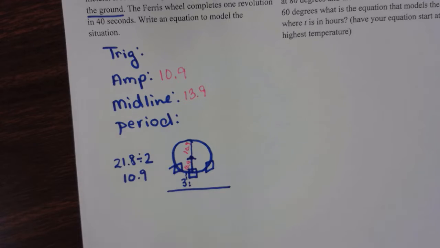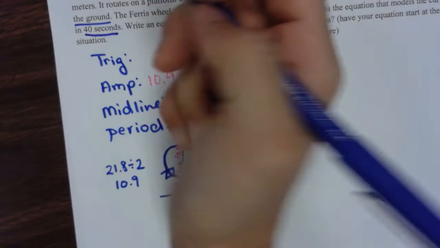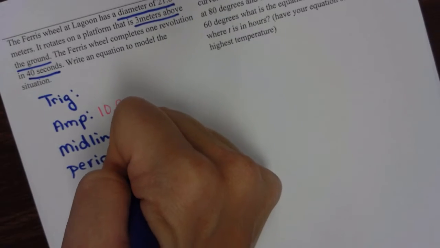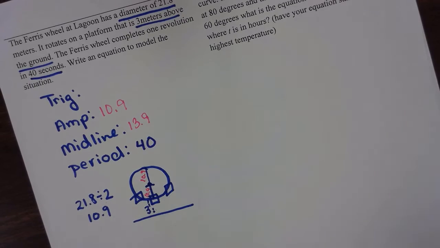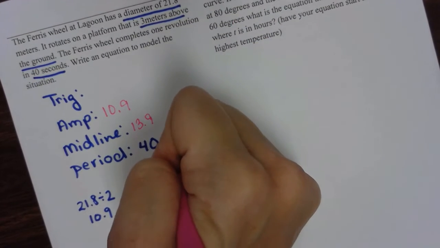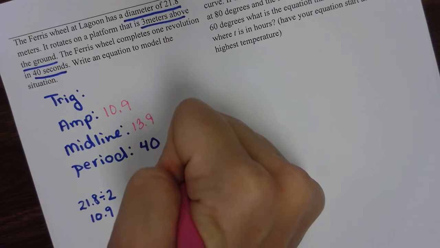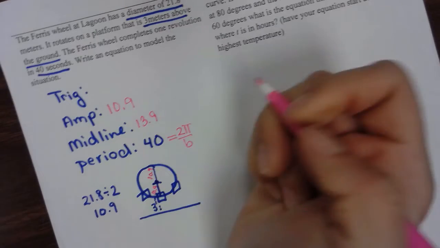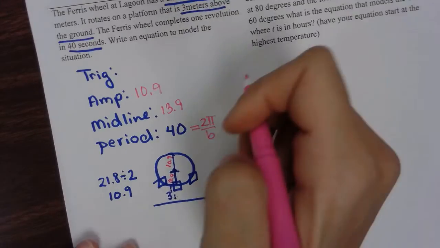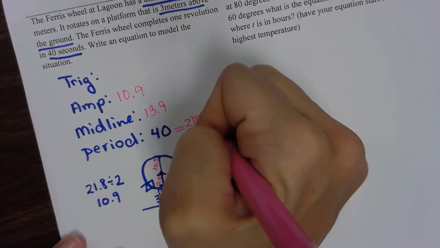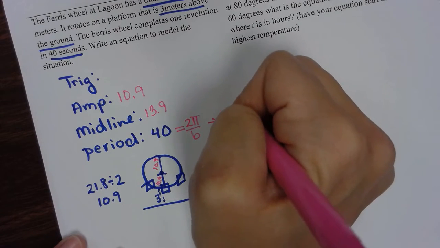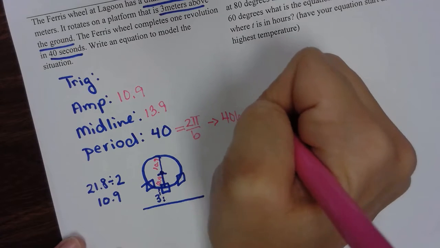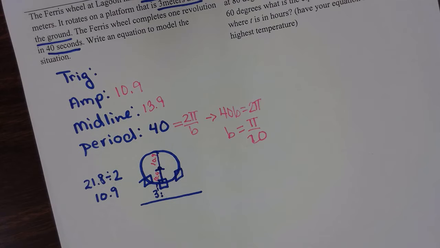Our Ferris wheel completes 1 revolution in 40 seconds. That is our period. So our period is 40 seconds. Now, how does that help us? If you remember, the period is 2 pi divided by b. So we need to find b. Well, let's start doing the algebra. So we get 40b equals 2 pi. That means b equals pi over 40, which reduces to pi over 20.